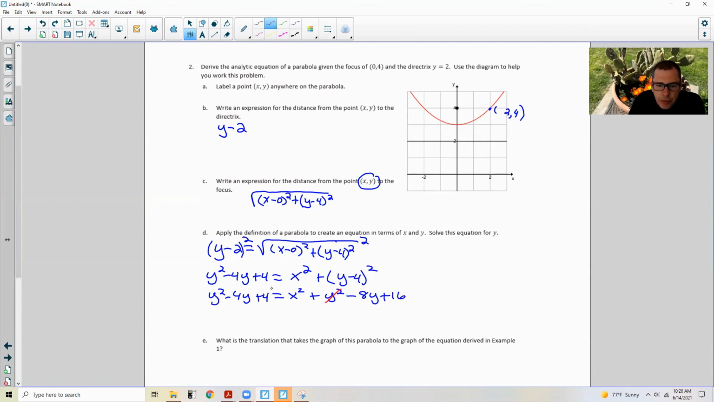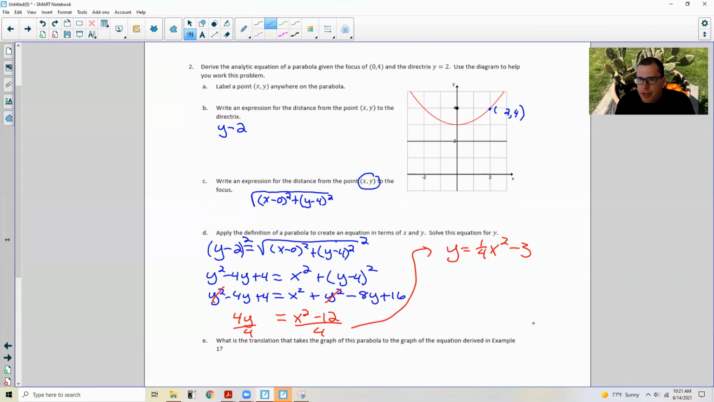All righty, so if I subtract y squared over to the other side, those are gone. Add 8y to both sides will give me a positive 4y over here. And at the same time, I'm going to subtract 4 over here. So that's going to leave us with x squared, and 16 minus 4 is 12. So I'm going to get 4y equals x squared minus 12, divide everything by 4. And that will give me y equals 1/4 x squared minus 3. And there's the equation of our parabola.